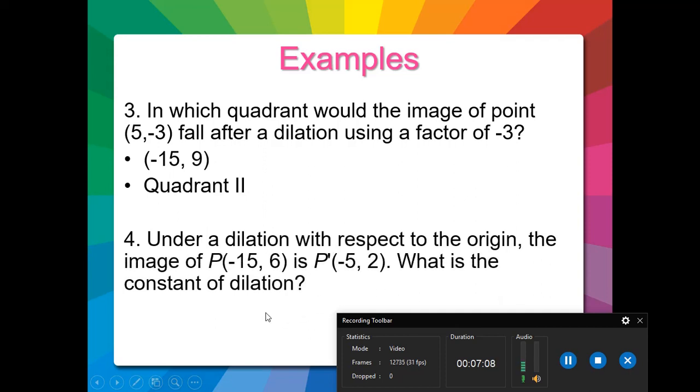In example 4, it says, under a dilation with respect to the origin, the image of P is P prime. What is the constant of dilation? They're looking for the scale factor. I went from -15 to -5 and from 6 to 2. You can tell that you're dividing by 3, but remember, the dilation rule is a multiplication rule. So instead of saying divide by 3, we're going to say that we multiplied by 1/3.